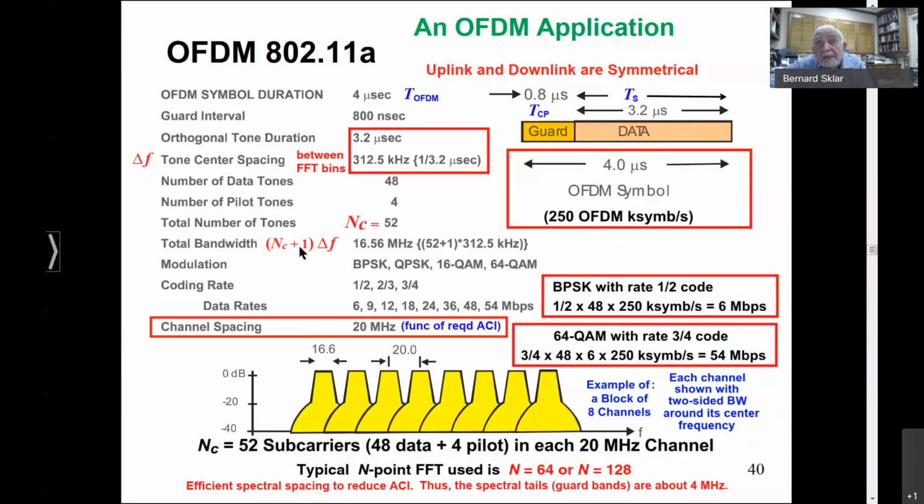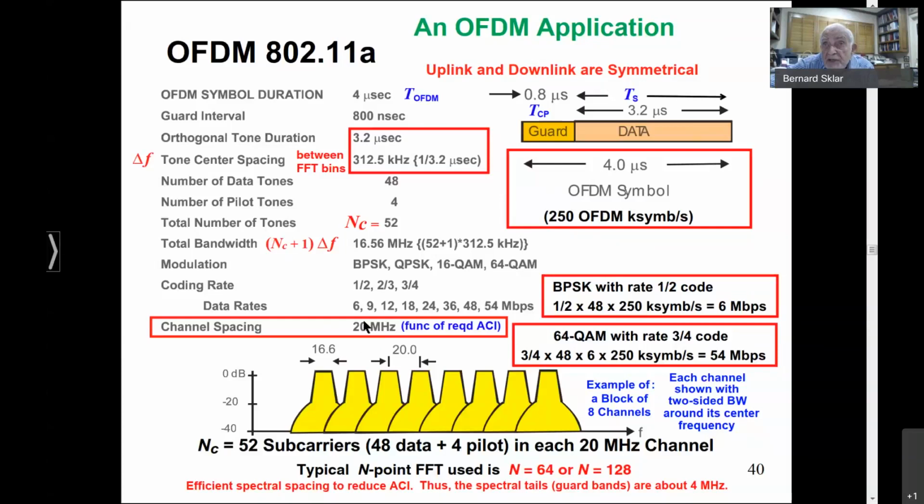But to count the edges, kind of a little half extra at each edge, it's usually given as N sub C plus 1 times delta F. And this is where you get 16.6 megahertz as being the channel size in total bandwidth. That means all of the subcarriers have to fit in here, and there are 52 subcarriers. In a sense, this divided by 52 is essentially 312.5 kilohertz, the bandwidth of one of the subcarriers.